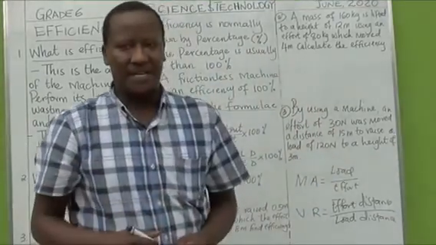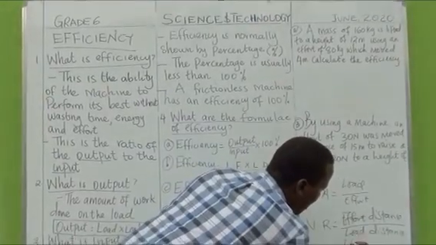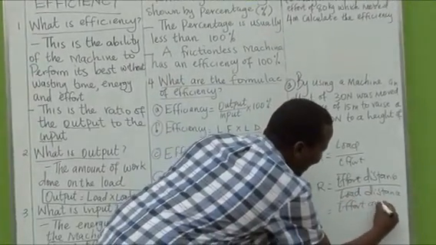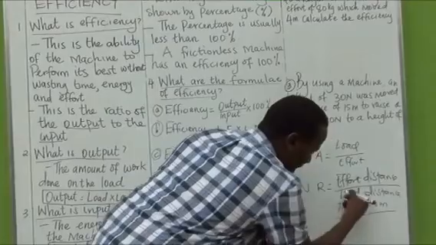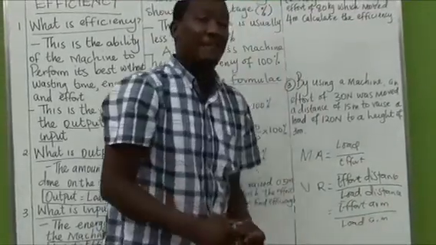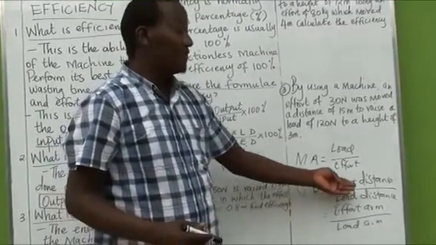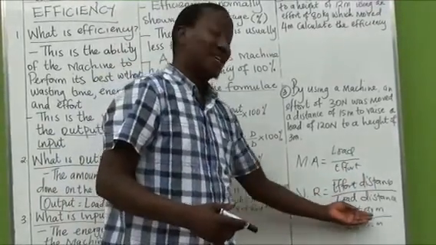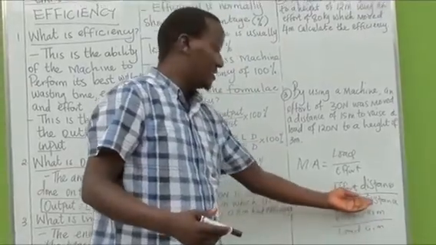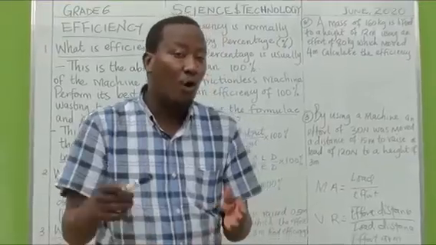Just as a reminder, we said effort distance can also be called effort arm. Load distance can also be called load arm. So therefore, the other formula for velocity ratio, instead of using effort distance, you can use effort arm. Load distance, you can use load arm. That is just a reminder of what we had discussed.